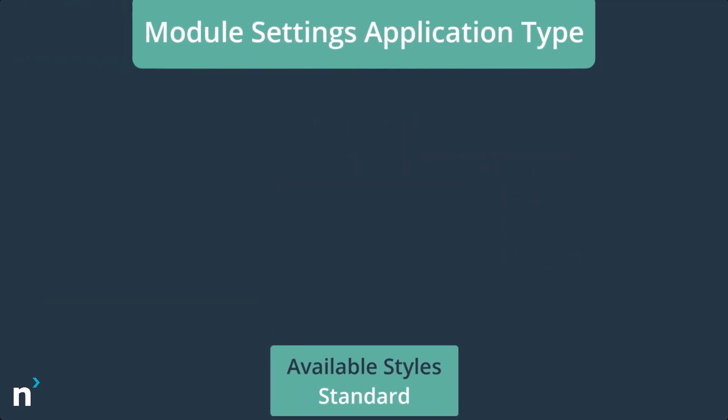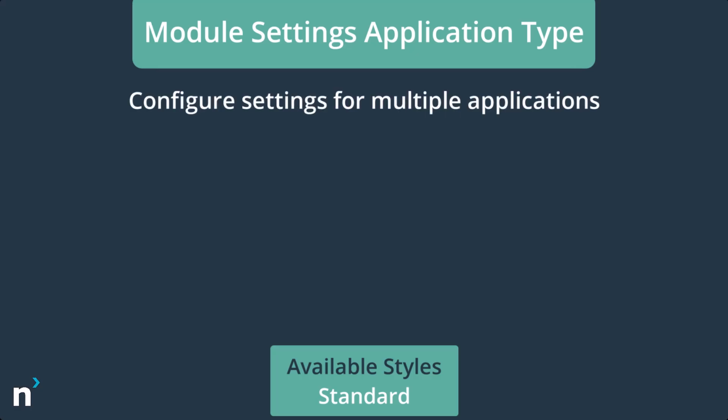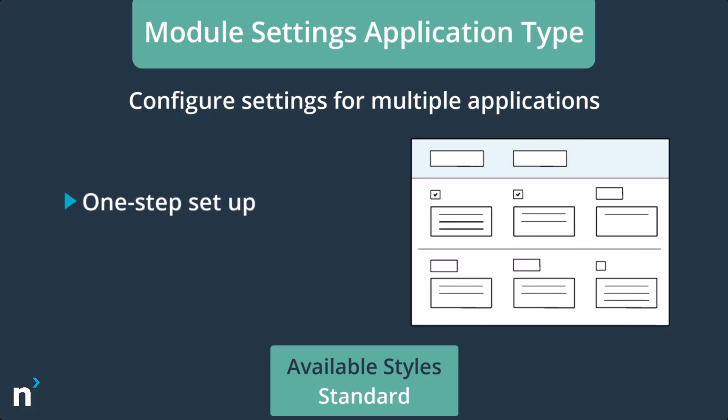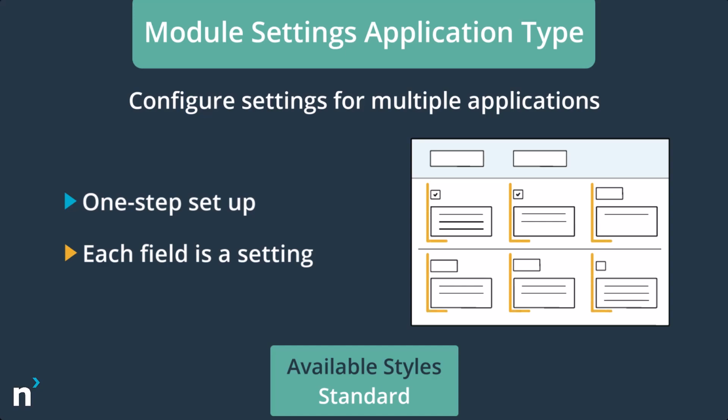The Module Settings application type allows you to configure settings that apply to multiple applications. This application type allows you to apply settings in one step to all related applications instead of individually applying application settings in each application. Each field within the detail form of a record represents an individual setting.